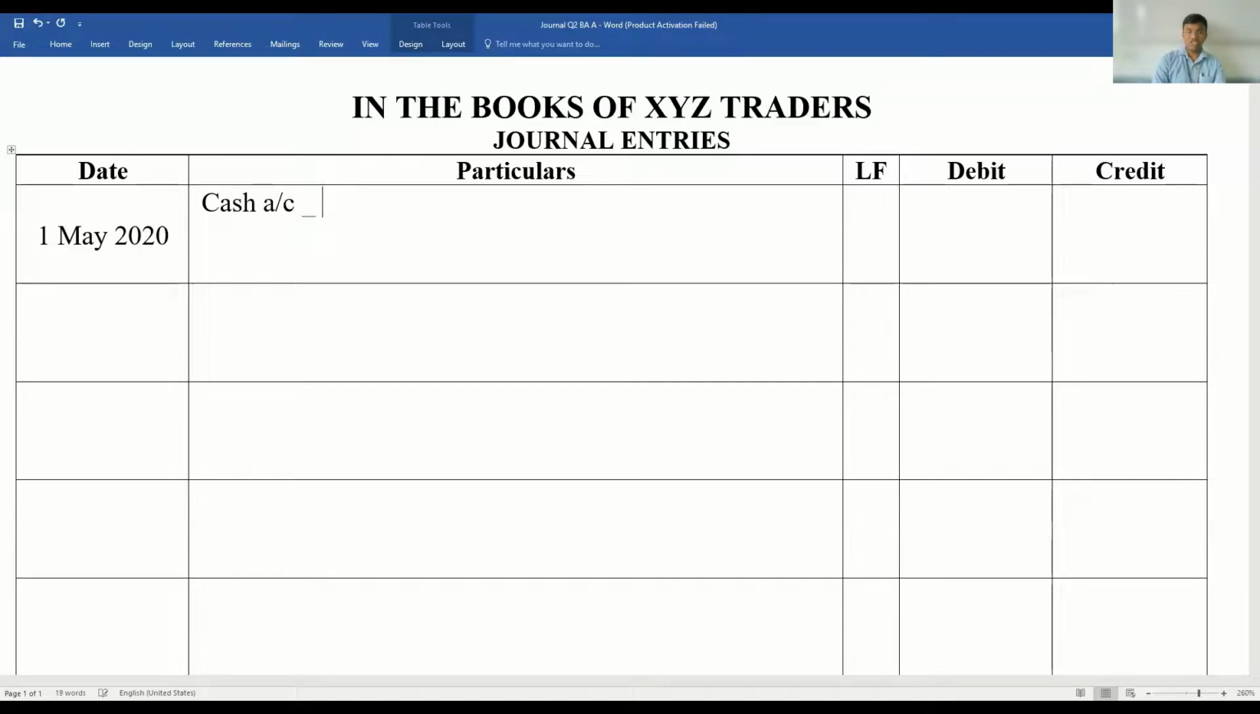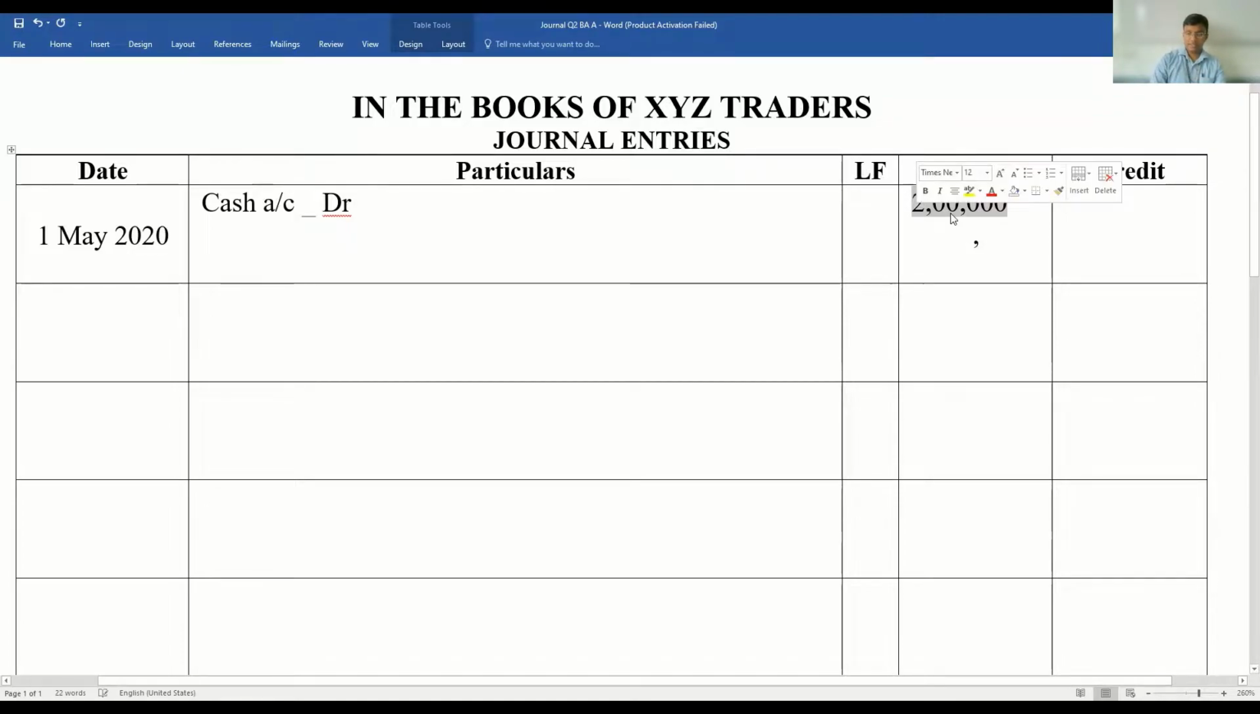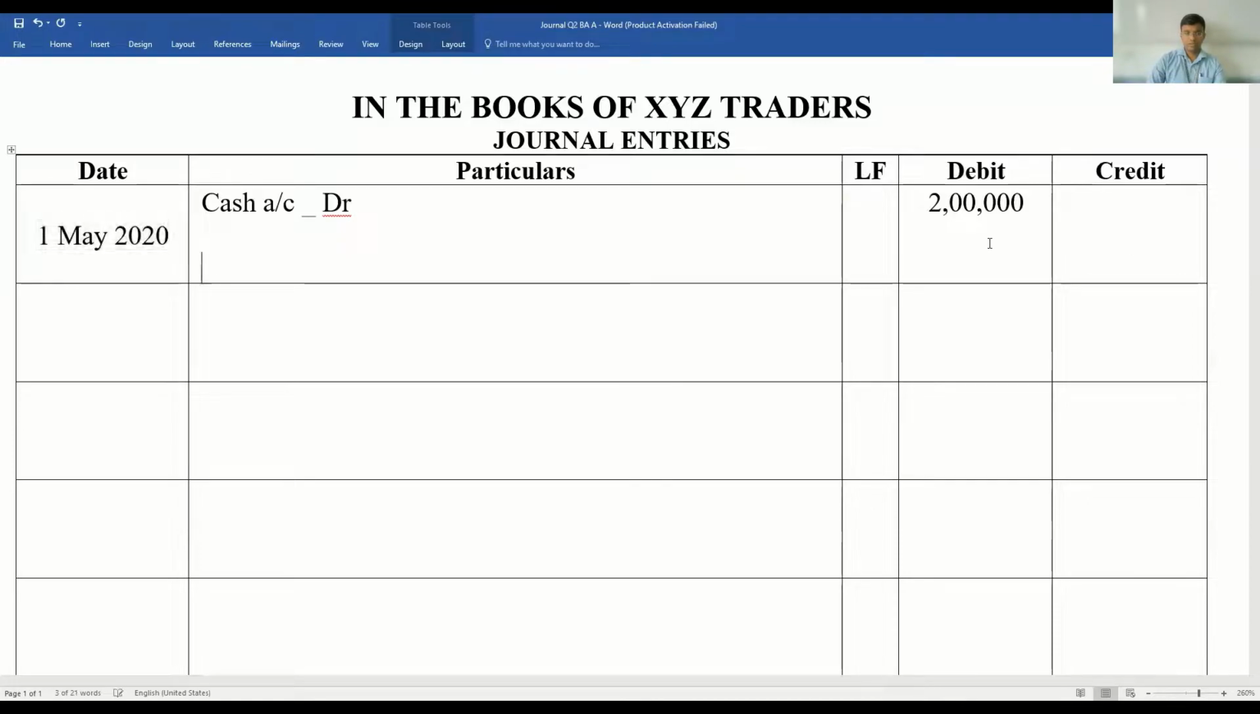Okay. So since cash is coming in, cash you will debit. So cash account you will debit. So cash it is 2 lakhs. Cash is 2 lakhs. So that has been debited. And to capital account. We know that capital is personal.